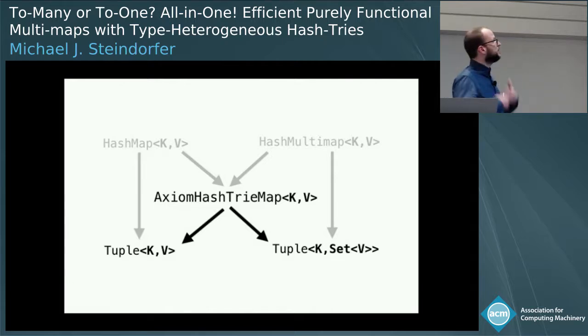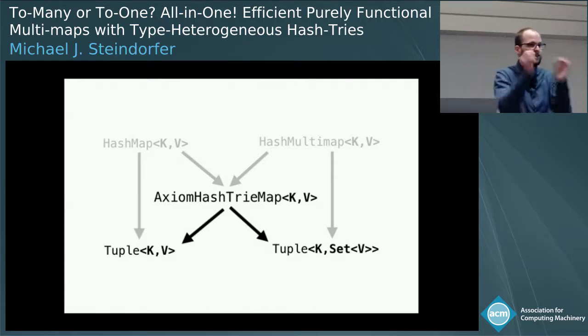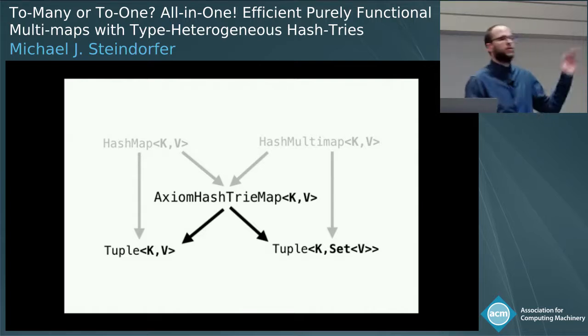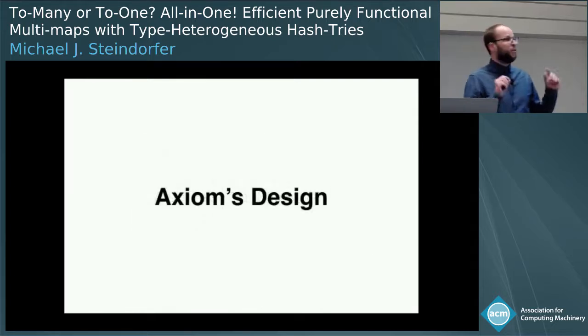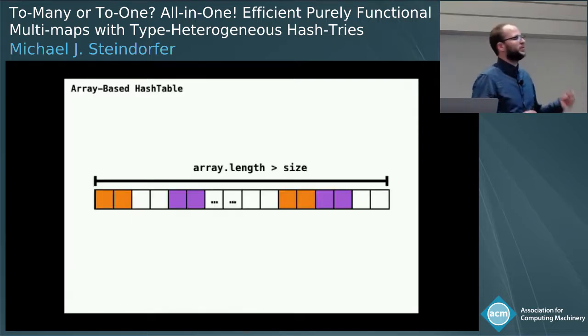And that is what I would like to present here: how you can use heterogeneity internally in order to distinguish between one-to-one and one-to-n tuples. And that's one use case of Axiom, the name of the data structure, what you can use it for. So let me talk a bit about Axiom's design. Well, in order to do that, I would like to start off with something that's maybe more familiar to the audience here.